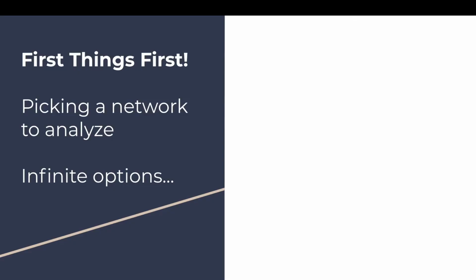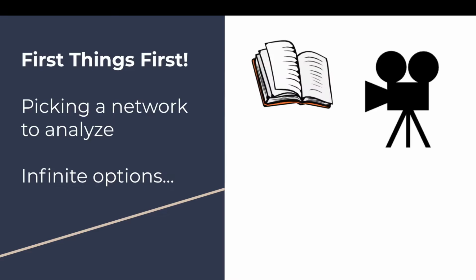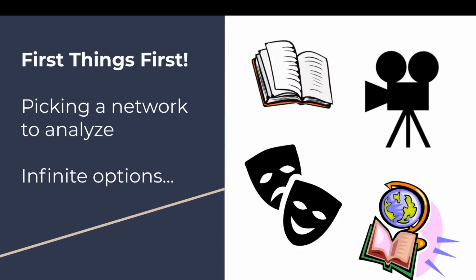First thing to do before we hop into Onodo is picking a network to analyze. The only limit here is your own imagination. You can choose to analyze characters from a work of fiction, a play, film, or you can use real people from history. You could even choose to analyze a network of concepts and theories.